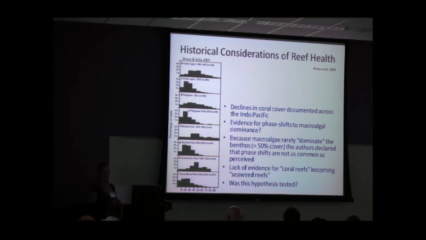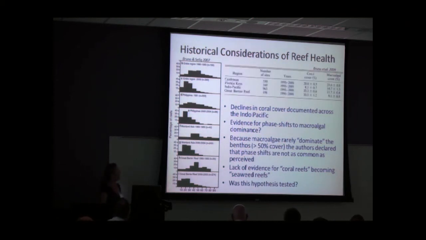So these authors in this paper showed, okay, we're seeing coral cover declining around reefs. So let's go back to that data set and see if the corals are actually being replaced by macroalgae. So in this paper, they looked at coral and macroalgal cover, and they found that since macroalgae weren't actually occupying greater than 50% of the benthos, they assumed that meant that these coral to macroalgal phase shifts have not occurred.